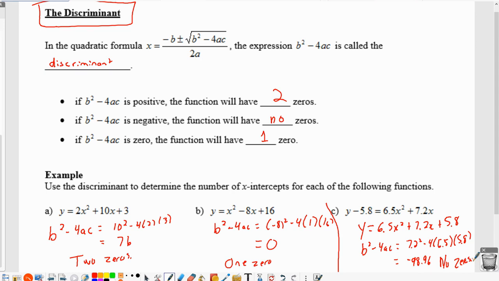Somebody says, well, I don't want to keep track of the discriminant necessarily. Could I just start using the quadratic formula and keep going until I know how many zeros I'm going to have? And the answer is yes. The discriminant is just a shortcut there. Any questions there?